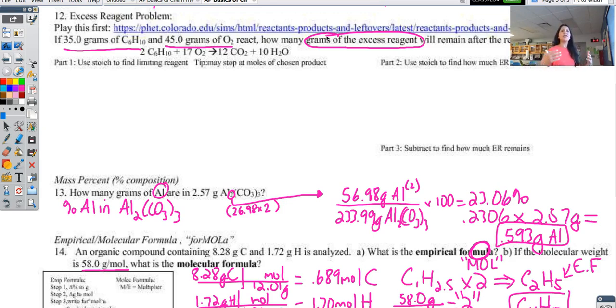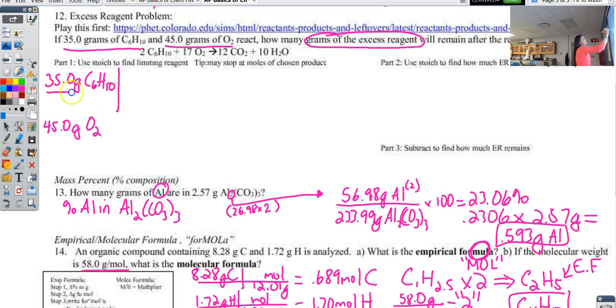So the first thing I want to do is I want to check to see what is my excess reagent. I need to figure that out first. In other words, if I know my limiting reagent, the other one must be my excess reagent. Okay, so let's start it off. I've got 35.0 grams of the C6H10. And I also have 45.0 grams of the oxygen.